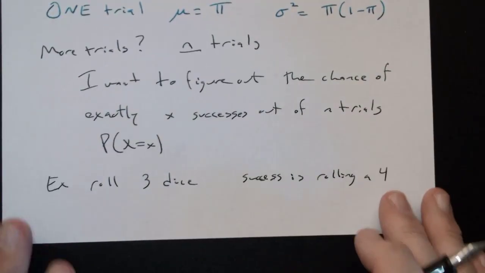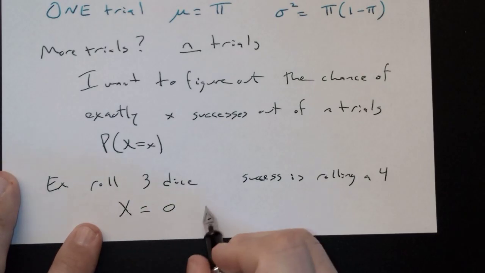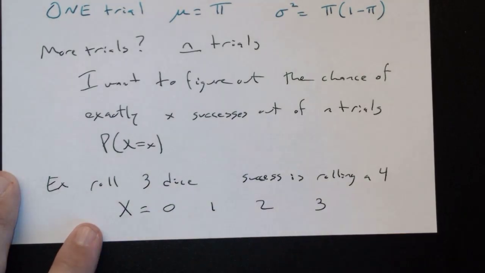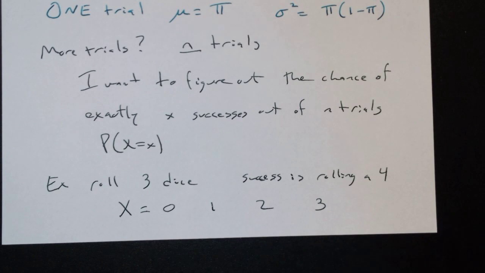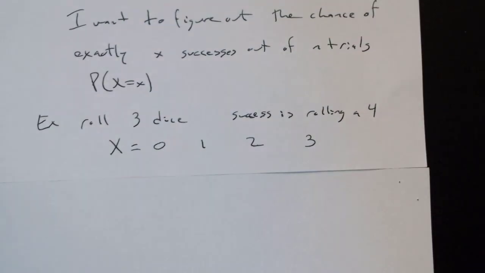So let's think about what could happen. I could have 0, 1, 2, or 3 fours. Those are my X values. What I want to figure out are the chances.